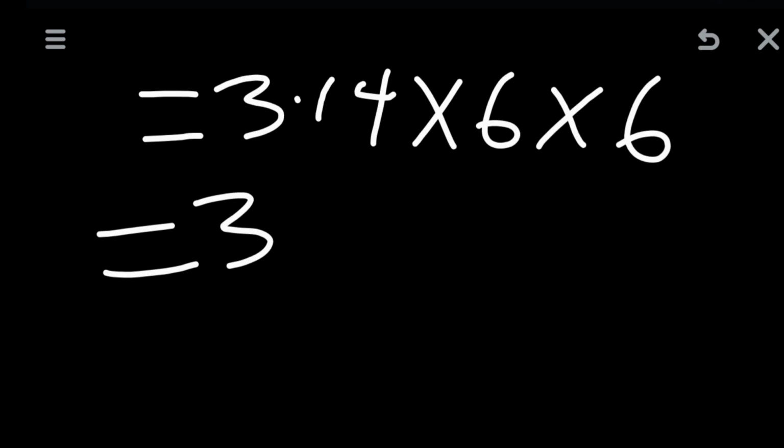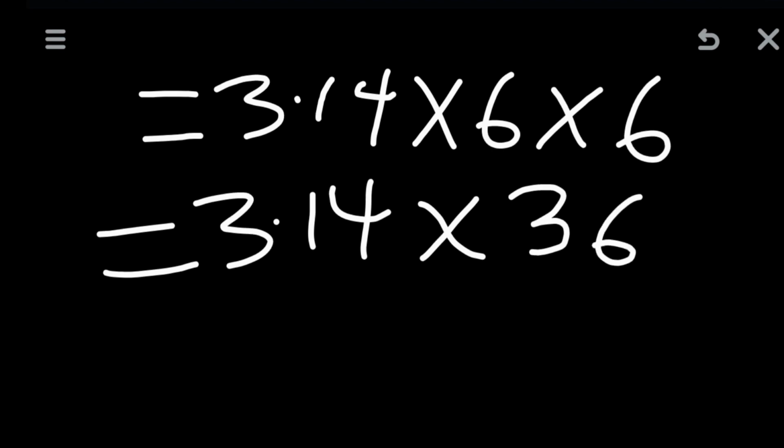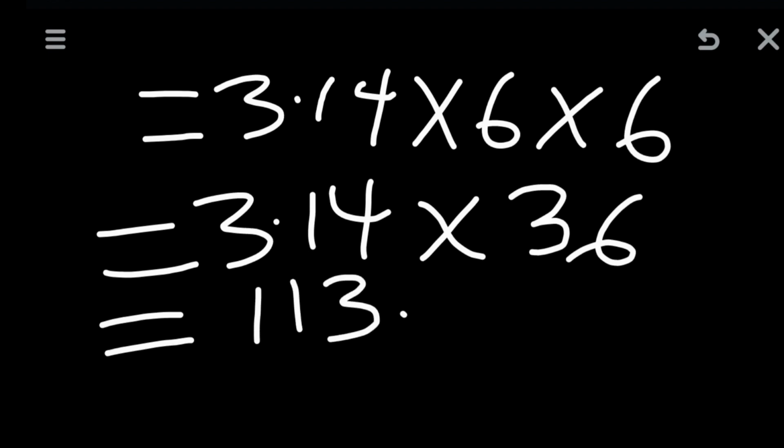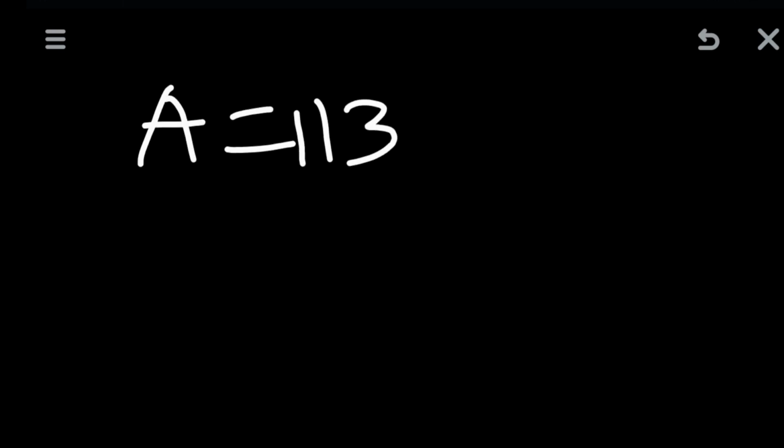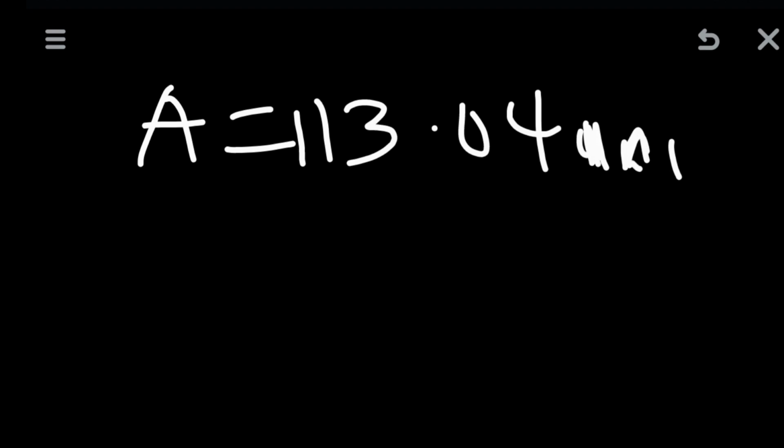This then gives us 3.14 multiplied by 36. Our final answer will now be equal to 113.04, which will be equal to our area of a circle, 113.04 square inches.